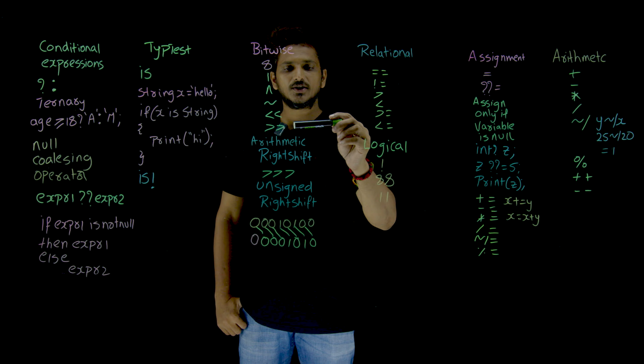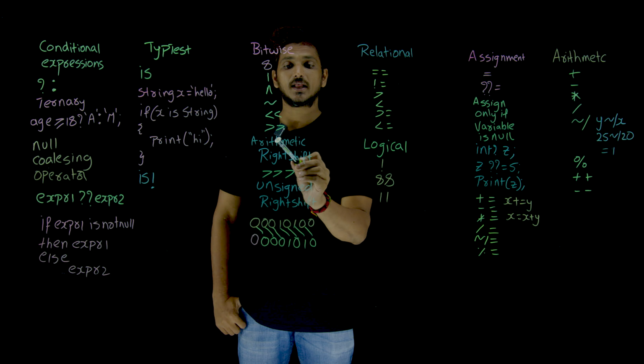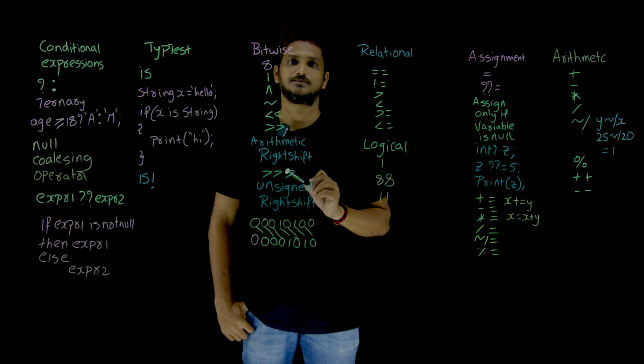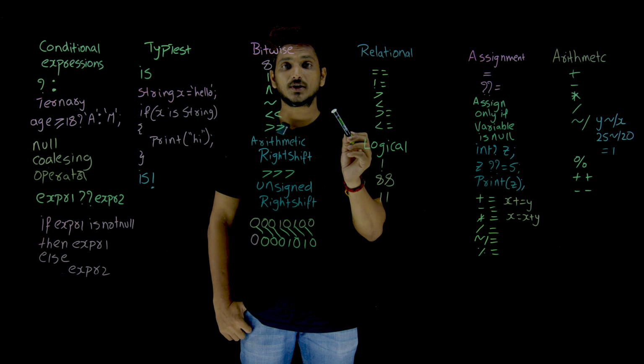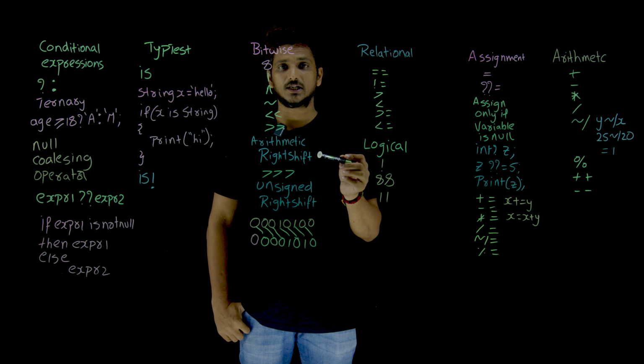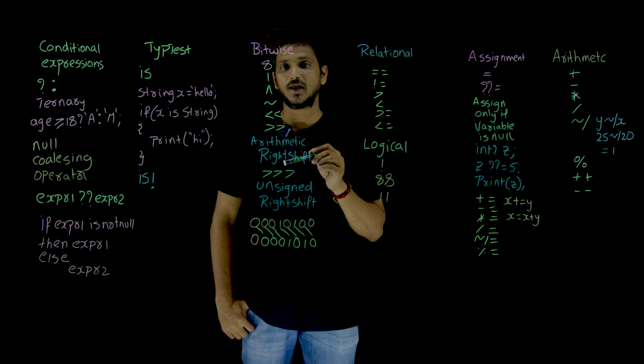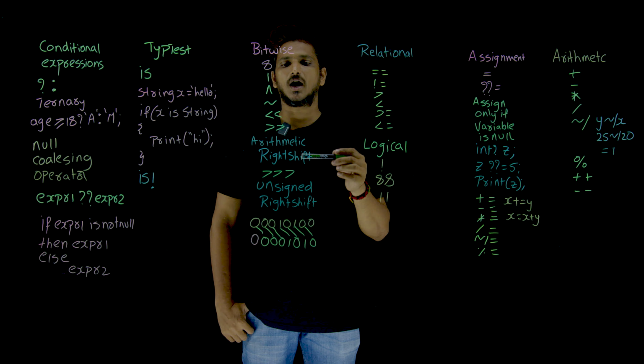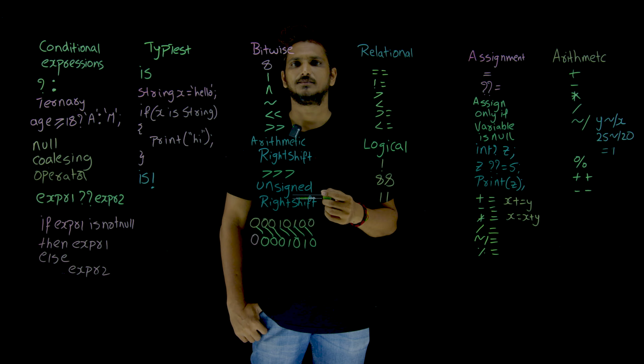See here, right shift operator means it is arithmetic right shift. If you don't know what arithmetic right shift means, clearly how it happens will be explained in our C programming playlist. Please go there and check the arithmetic right shift operator.